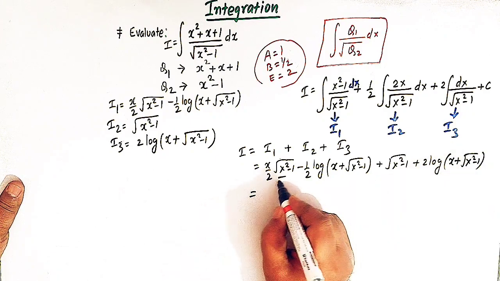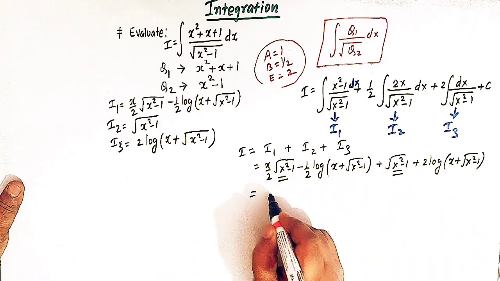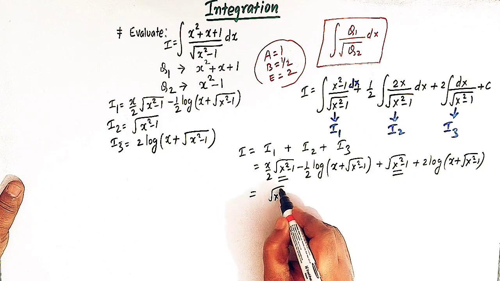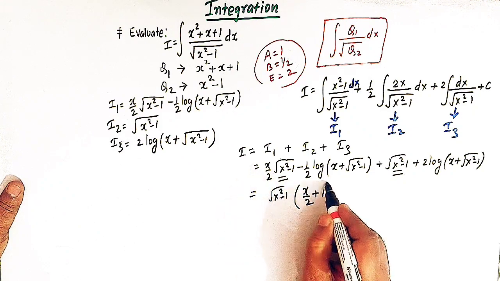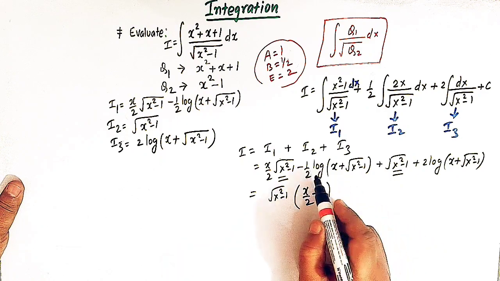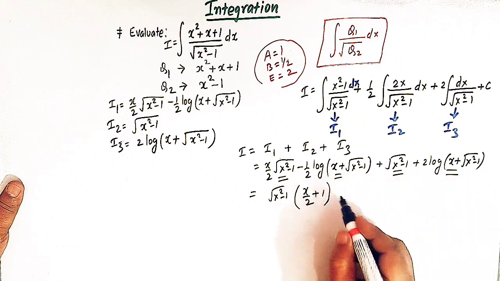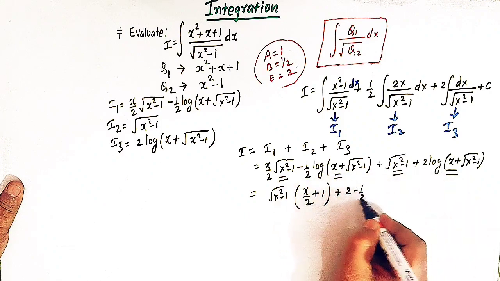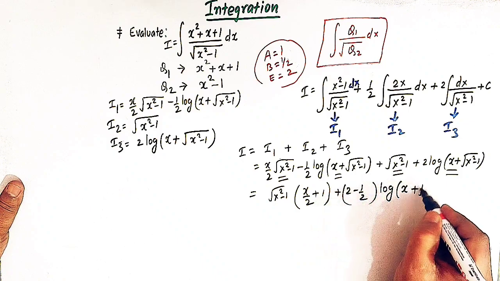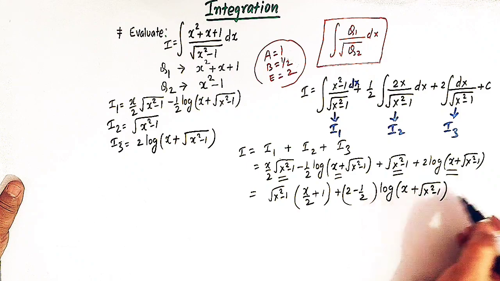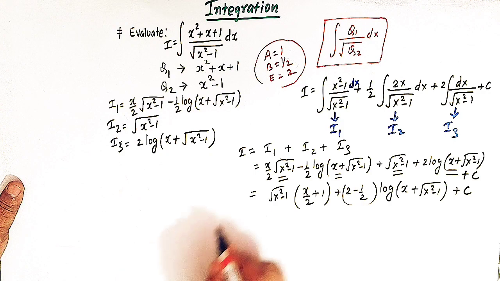So now see here, we have these two like terms, so we can take square root of x square minus 1 common, so we have x over 2 plus 1, and then here we have again two like terms, so this is 2 minus half, and we have log of x plus square root of x square minus 1, and obviously here we have the constant of integration, right?